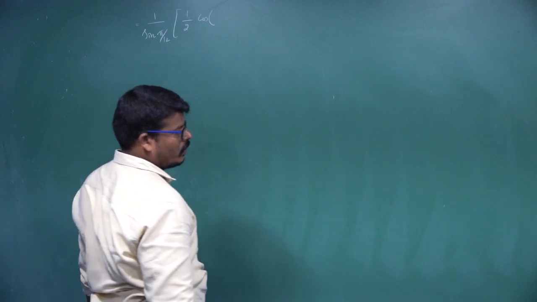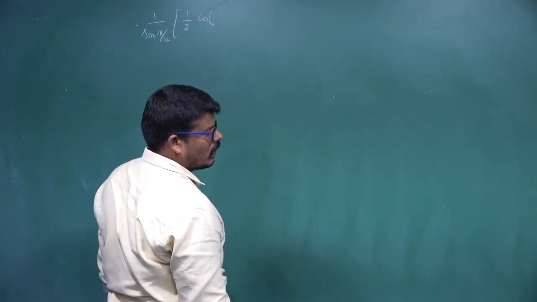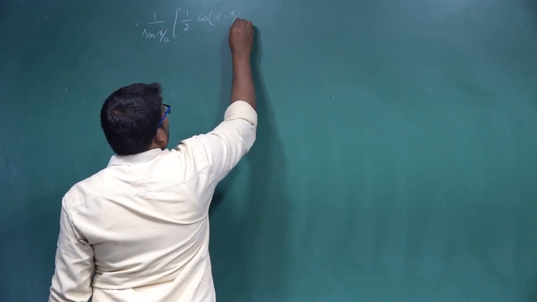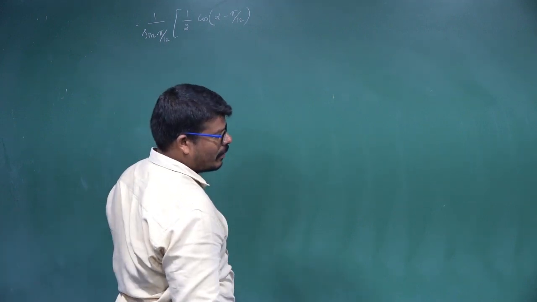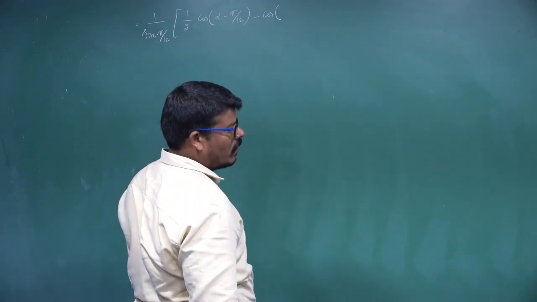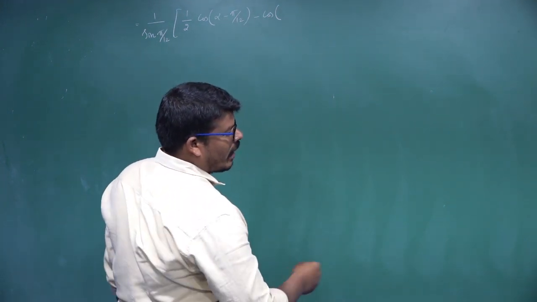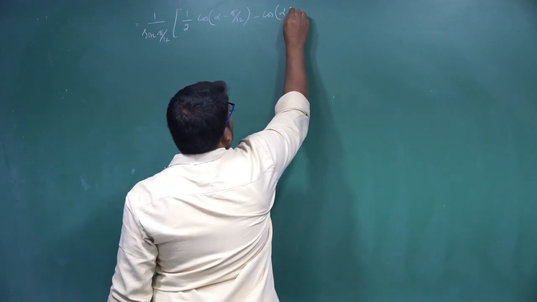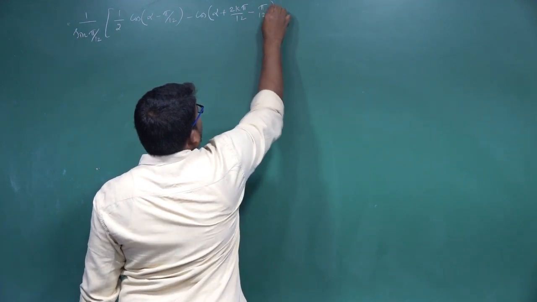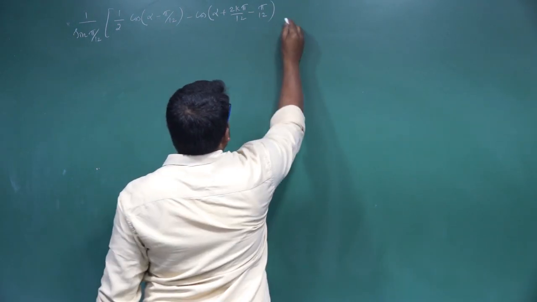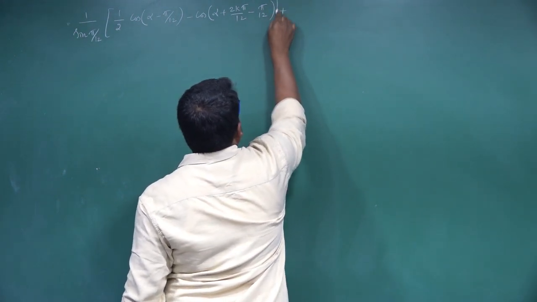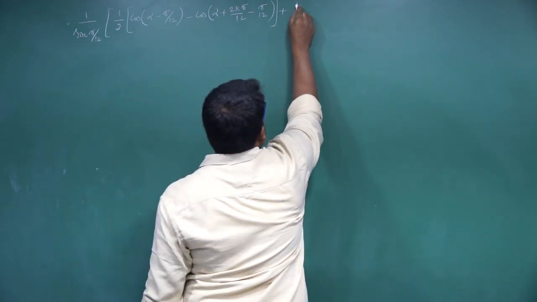cos of alpha minus pi by 12, next one minus cos of alpha plus 2k pi by 12 minus pi by 12, plus 1 by 2 of the first one, and next one 1 by 2.